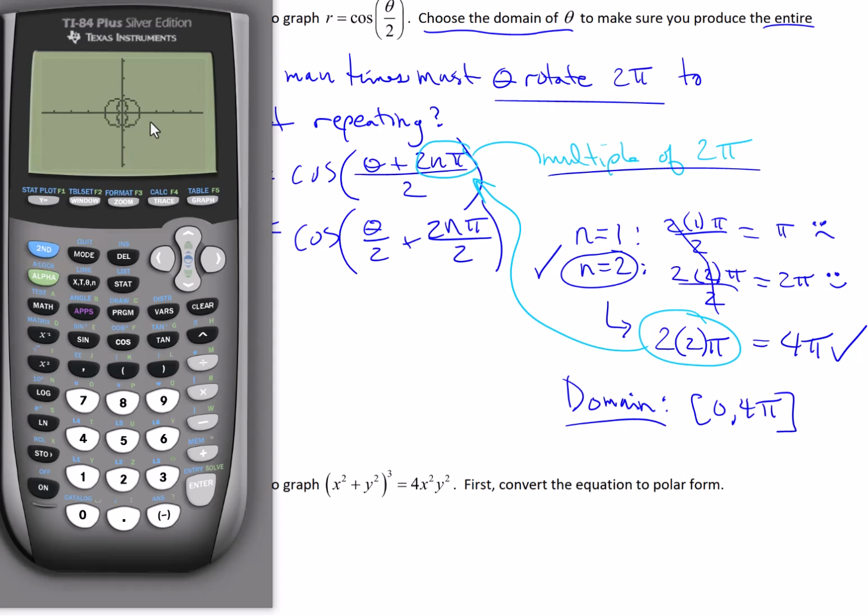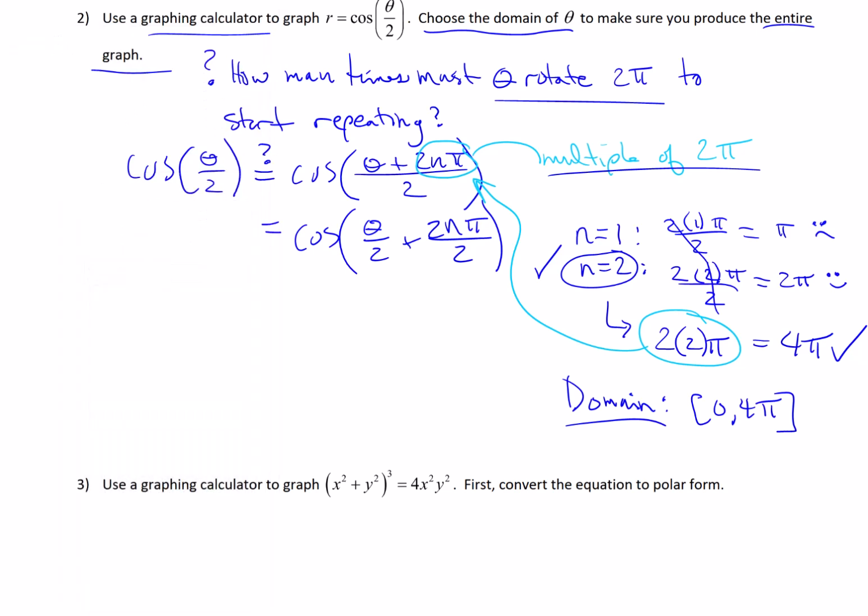And so that means now we don't want all of that extra space. We only want the domain that would produce the entire graph as specified in this question. We did the little algebra here to figure out that's 0 to 4 pi. So that's all we need, and we can graph it. Now, in this case, we're not going to draw the graph by hand. So I'm going to say here, C, graph on calculator.